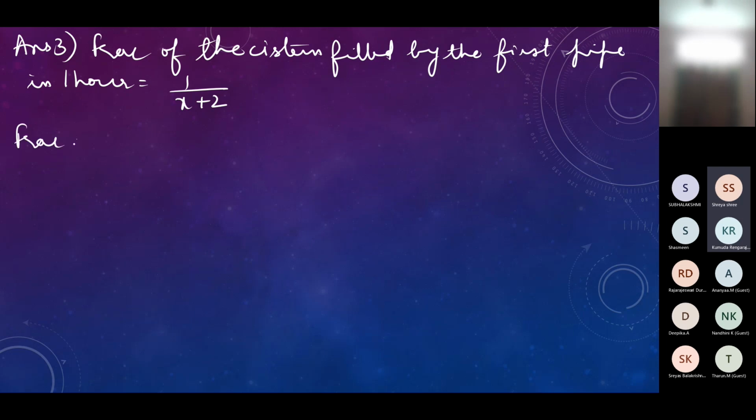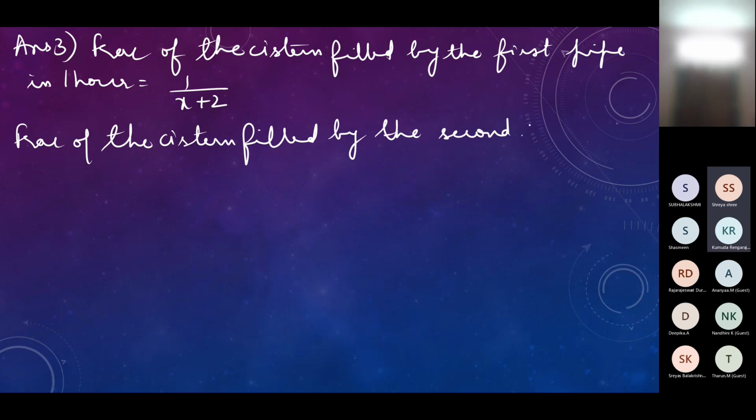Similarly, the fraction of the cistern, or the tank, filled by the second pipe in 1 hour is equal to 1 over x + 7, because the second pipe takes x + 7 hours to fill the empty cistern. The reciprocal of that is 1/(x + 7). So this fraction of the cistern is filled by the second pipe in 1 hour.